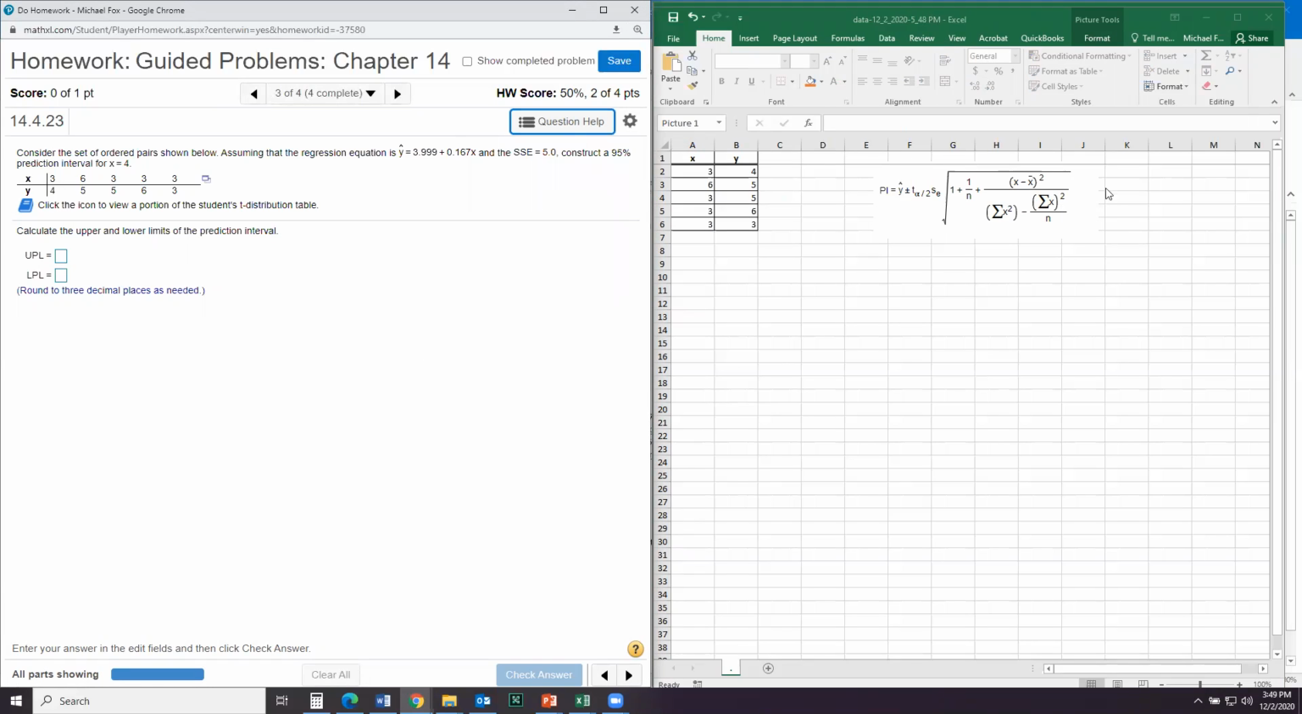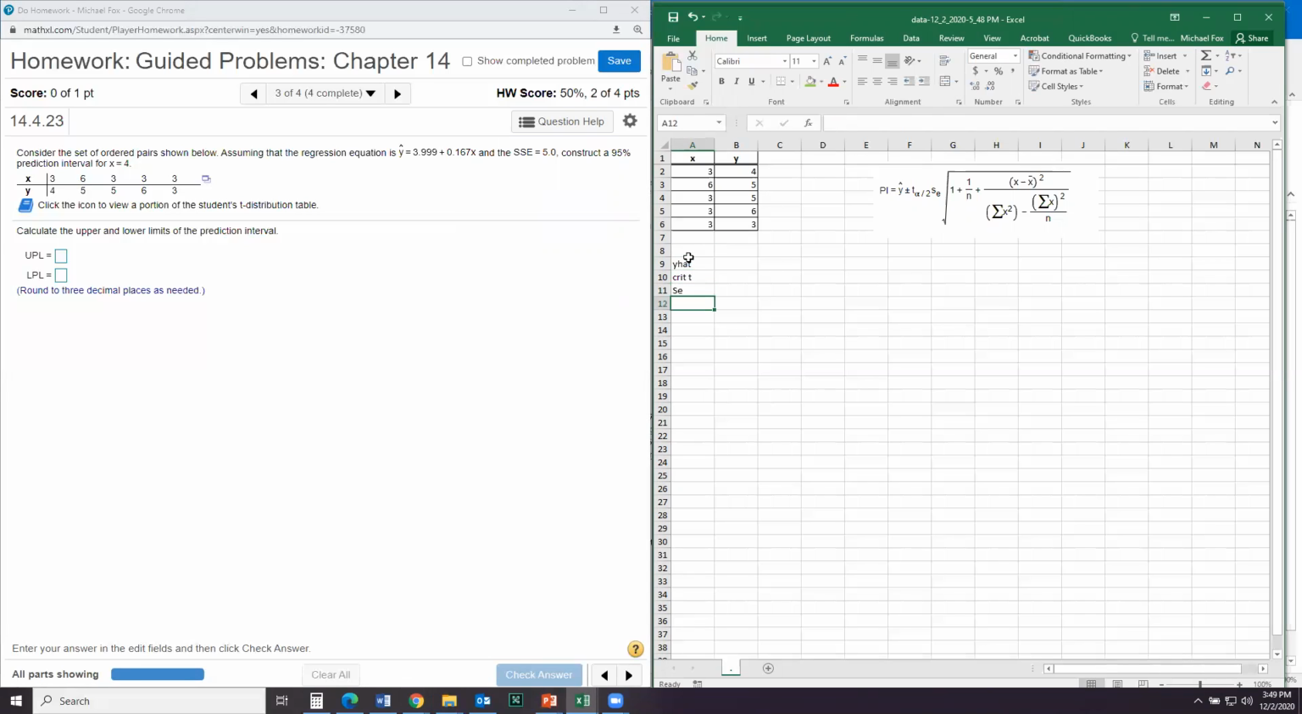So that's the formula we're going to have to deal with, which means we're going to need each of these variables to calculate the prediction interval. So I'm going to come over here and say, okay, I need y hat. That's the y with the little hat on it. That's really what it's called. I'm going to need my critical T. I'm going to need my standard error, or SE. I'm going to need N, X, X bar, the sum of X squared, and the sum of X.